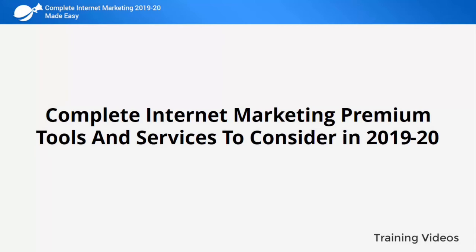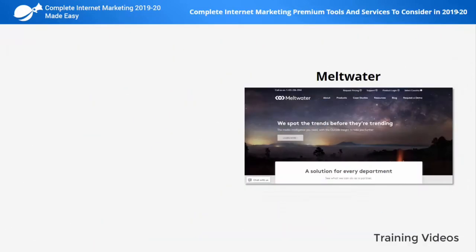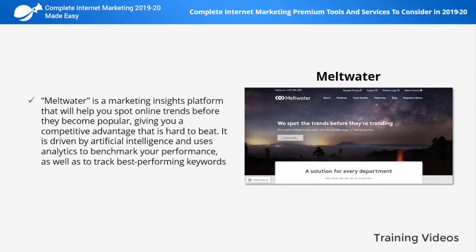Complete Internet Marketing Premium Tools and Services to Consider in 2019 and 2020. Meltwater. Meltwater is a marketing insights platform that will help you spot online trends before they become popular, giving you a competitive advantage that is hard to beat. It is driven by artificial intelligence and uses analytics to benchmark your performance, as well as to track best-performing keywords.